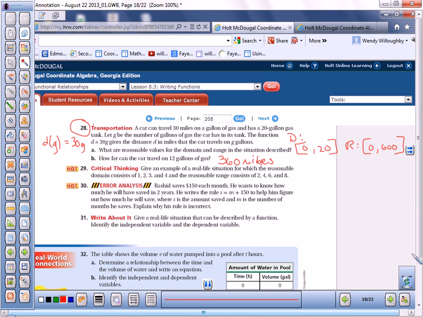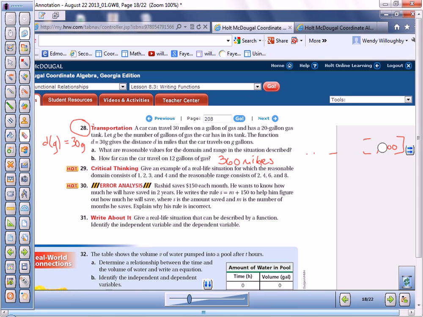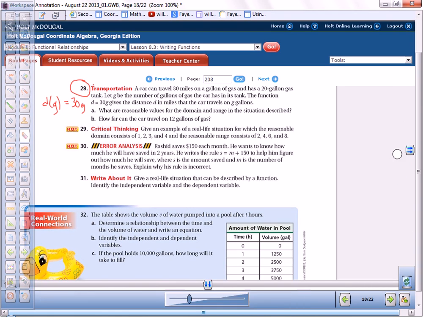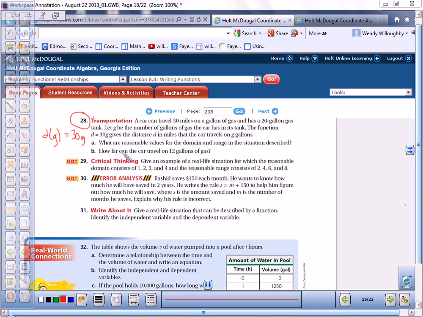Okay, this is out of your textbook, and we're going to do a couple of these problems in class so you have less homework. Number 28 says, a car can travel 30 miles on a gallon of gas, and it has a 20-gallon gas tank. Let G be the number of gallons the car has in its tank. The function D equals 30G gives the distance D in miles that the car travels on G gallons of gas.